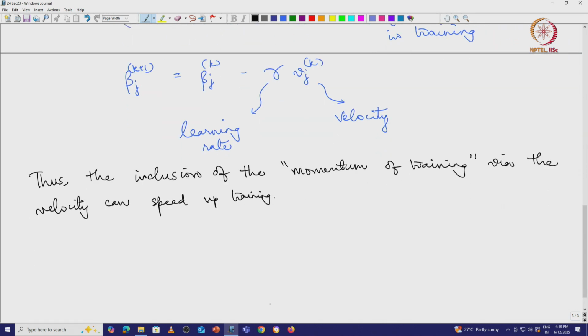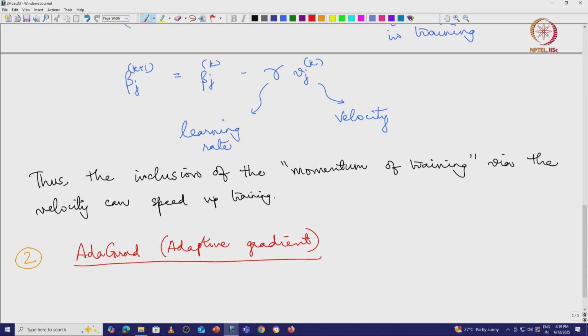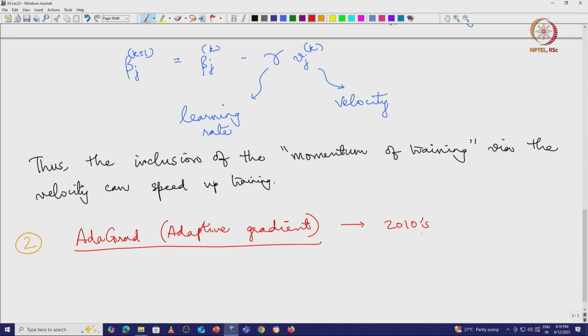The next type of stochastic gradient, which came about much later, in about the 2010s, is called Adagrad, or adaptive gradient. All of these later ones, this one and the subsequent ones, are from the 2010s.